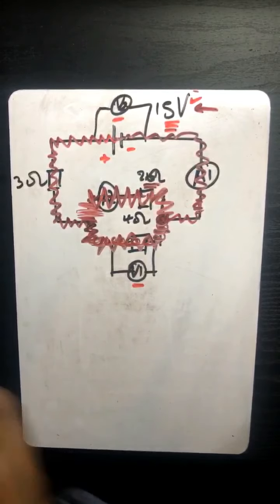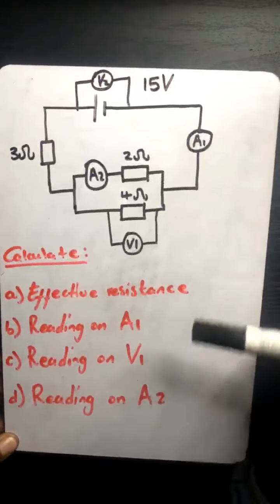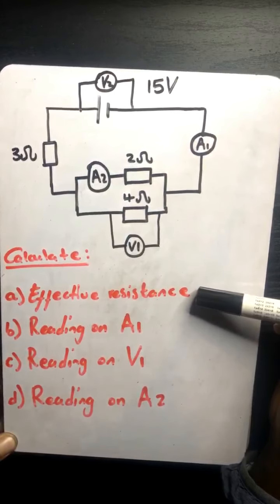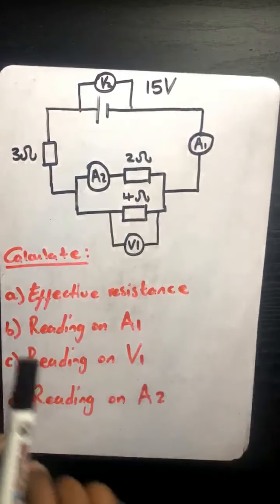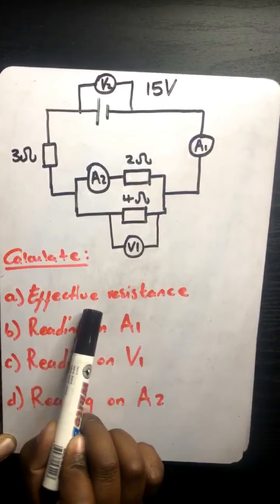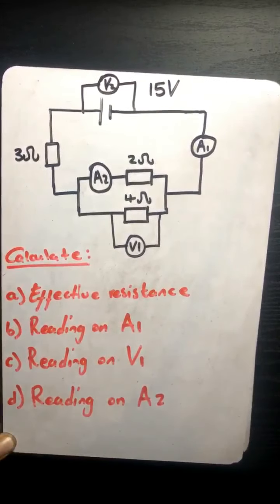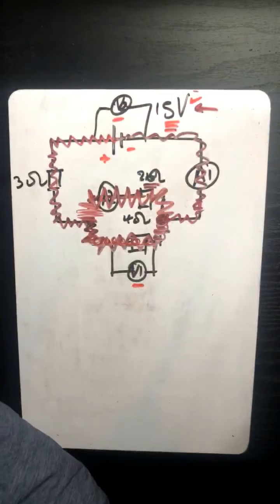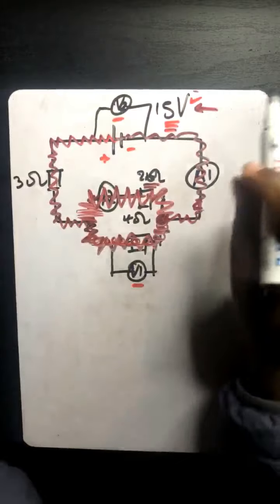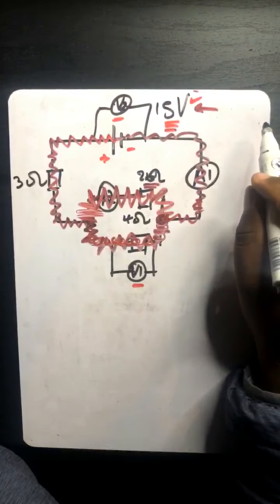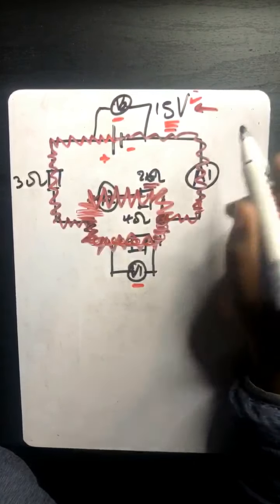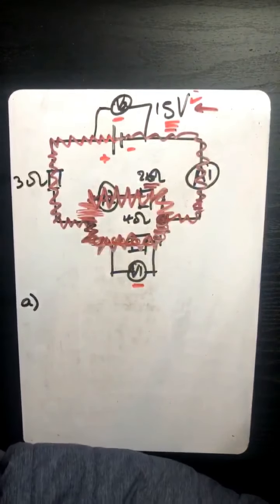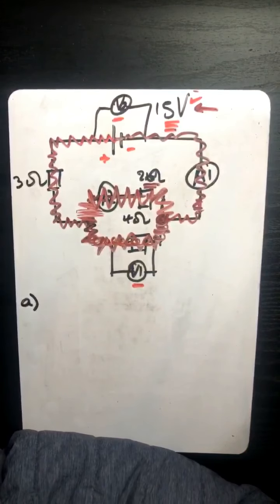Here comes a question which says calculate the effective resistance. The word effective simply means total. Very, very important, ladies and gentlemen. So they are saying calculate the total resistance. I said we only have one formula for the total resistance. Is there someone who wants to tell what is the formula for calculating the total resistance of a circuit? What does the formula say?